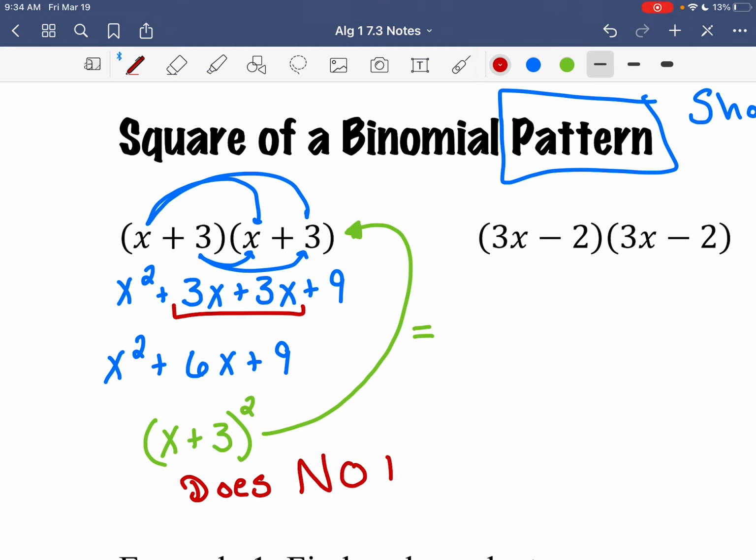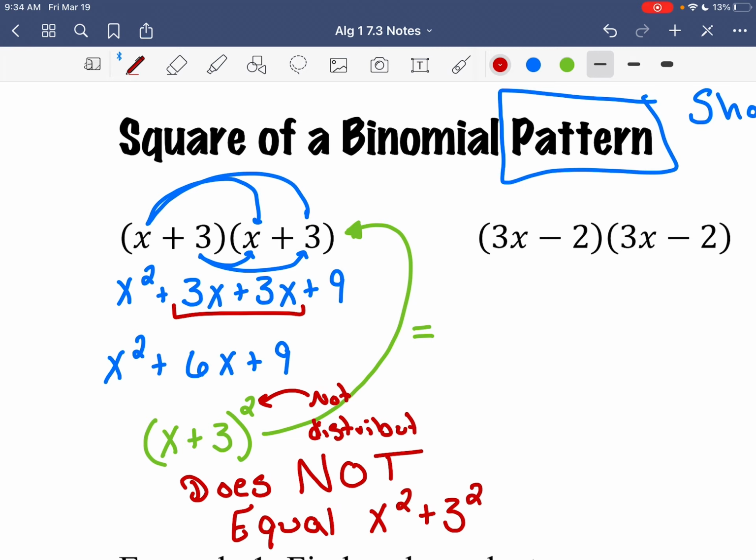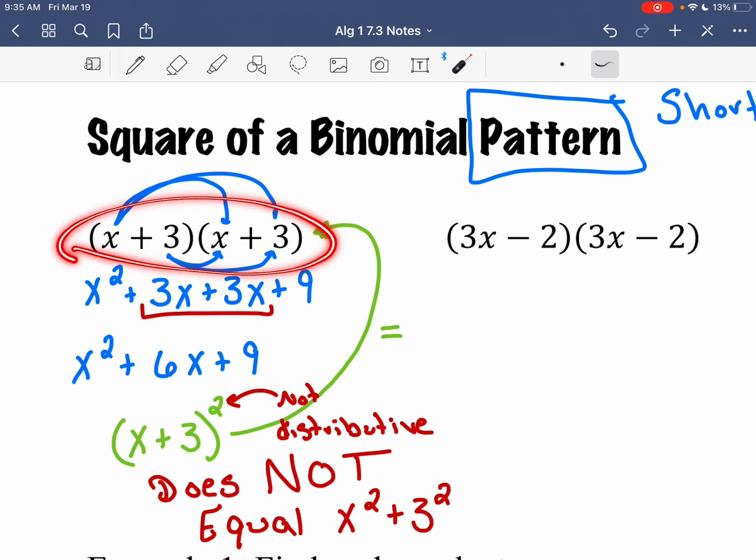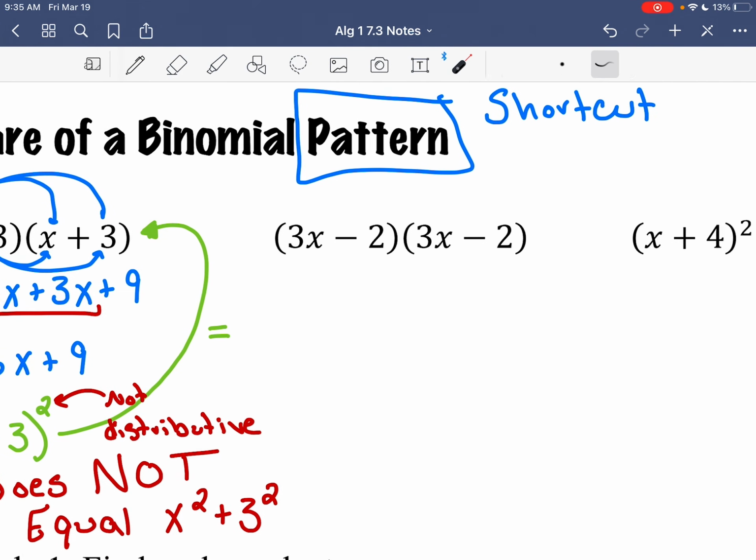It does not equal, and the reason I raise my voice is this is the most common mistake, it does not equal x squared plus 3 squared. Exponents are not distributive. I can't just distribute an exponent in. X plus 3 to the second means x plus 3 times x plus 3, and I then have to distribute it out, multiply it all out longhand.